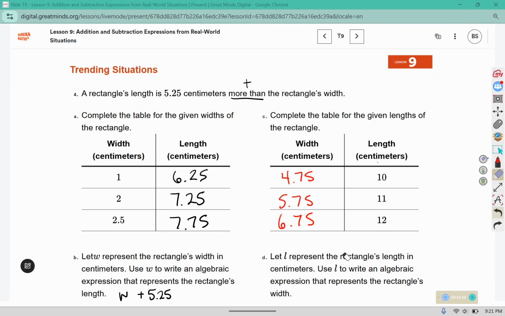Let L represent the rectangle's length in centimeters, so now we're comparing it to the length. Use L to write an algebraic expression that represents the width. In order to find the width, if we start with the length, we had to subtract 5.25.